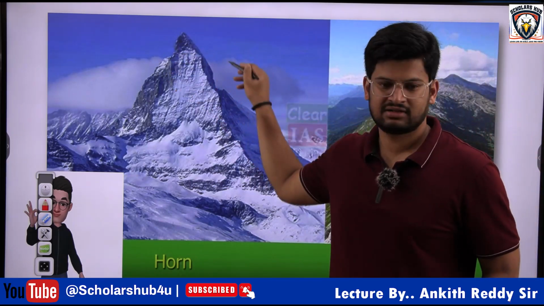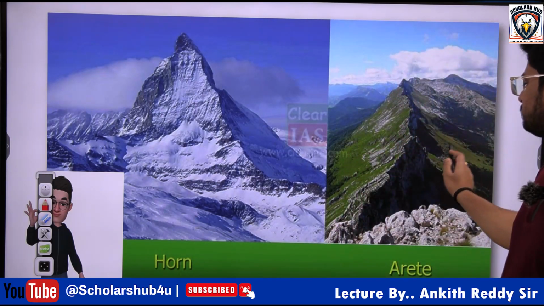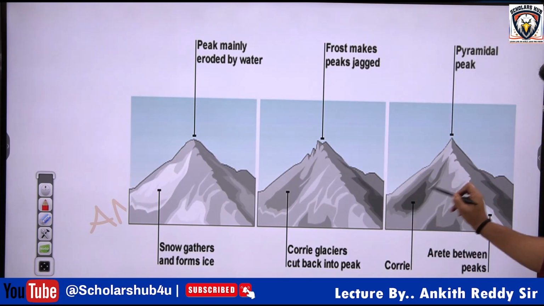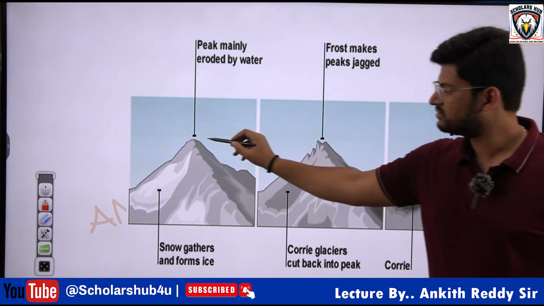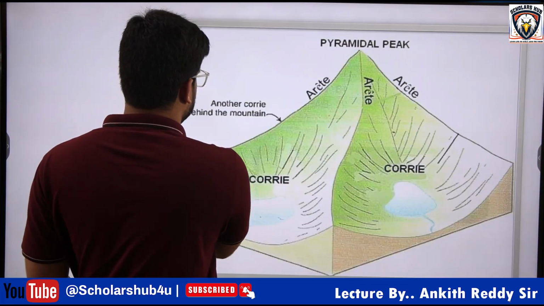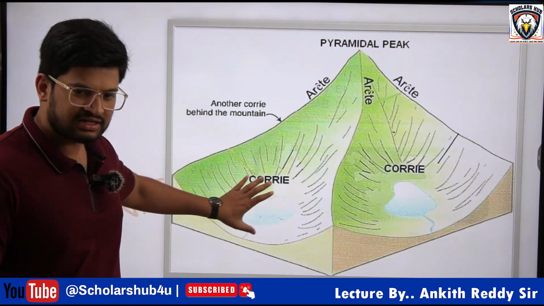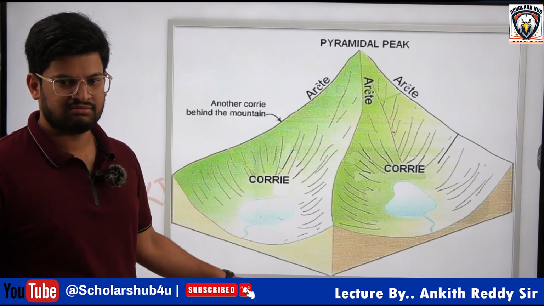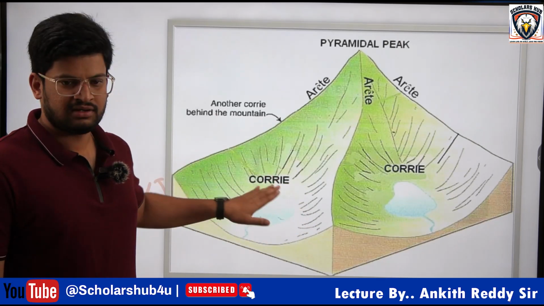And this is called a pyramidal peak. Pyramidal peak. Okay, clear? Can you see? This is the pyramidal peak. This is the arête. What is this? Cirque. This is the arête. This is the pyramidal peak. Clear? Okay, corrie or cirque. Got the point? So these corries are nothing but cirques, depressions caused by the glaciers. These arêtes are nothing but the sharp edges of the mountain ridges, basically caused by the formation of these cirques.